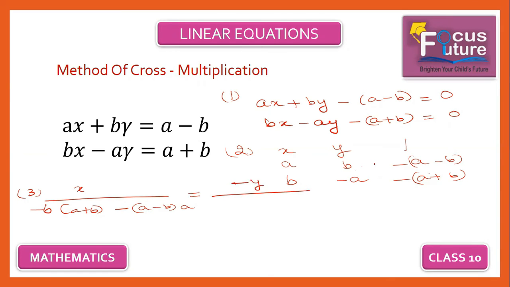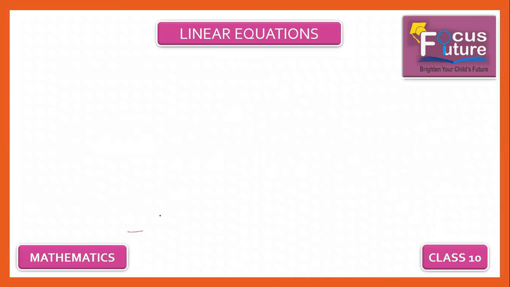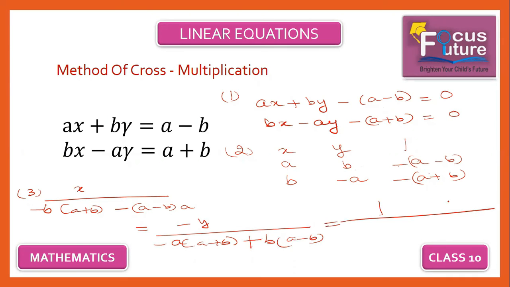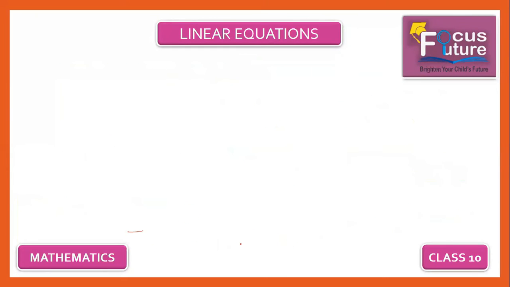Minus y divided by what? Let me just write this down. Now what would be your y? Equal to minus y divided by a1c2 minus a into a plus b minus c2a1 b into this, and this is minus. So minus minus plus b into a minus b equal to 1 divided by a1 b2 minus a square minus b square. Okay.